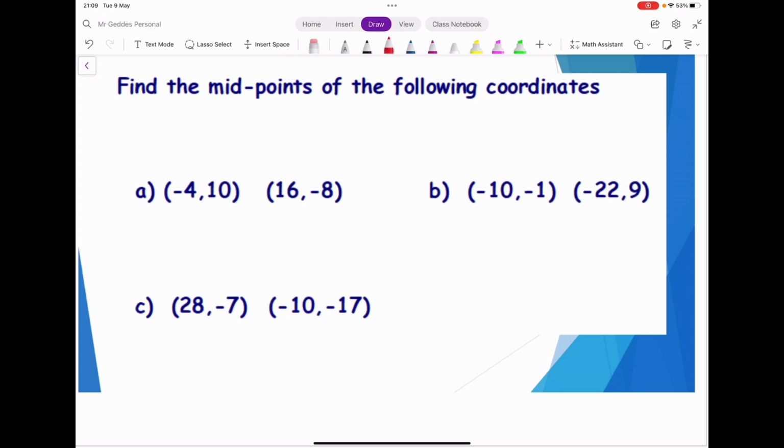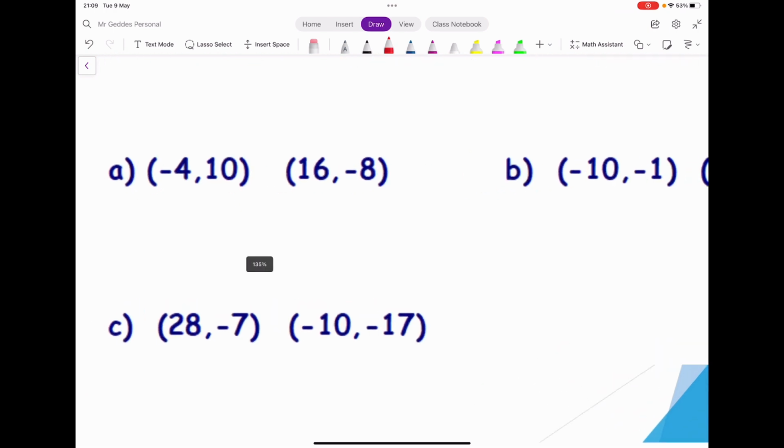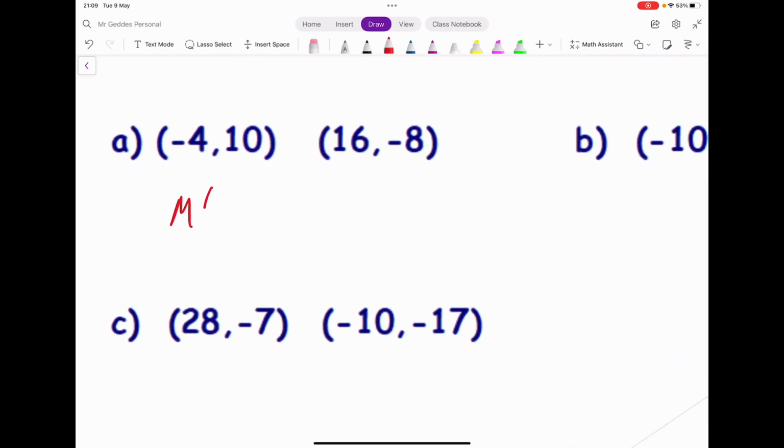Okay, here are the answers for the midpoints of these coordinates. The first one for A, the midpoint, let's zoom in for a second. The midpoint: add the x's and half it. Negative 4 plus 16 is 12, divided by 2 is 6. Add 10 and negative 8 to get 2 and half that to get 1. That midpoint is 6, 1.